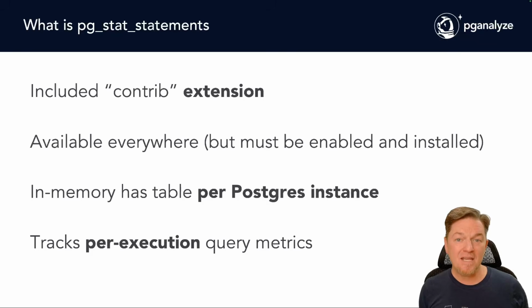Now, the metrics that pg_stat_statements holds are kept in an in-memory hash table per instance of Postgres, not per database. So there's one instance of this hash table for every Postgres instance, shared across its databases. And it tracks per execution query metrics. And there's a lot of them.